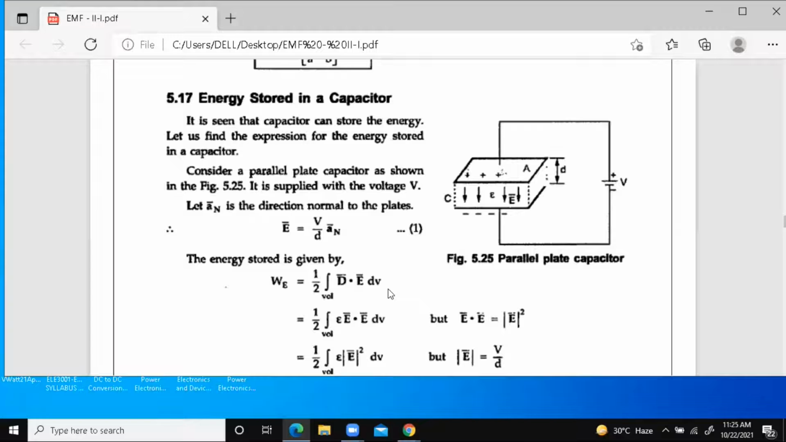What did you say a was again, sir? The direction normal to the plates? a_N. a_N is the direction normal to the plate.